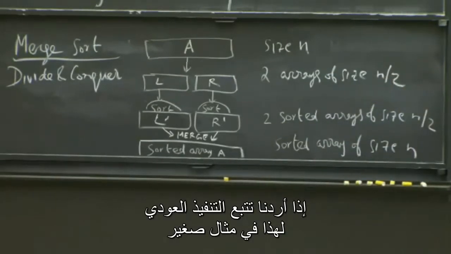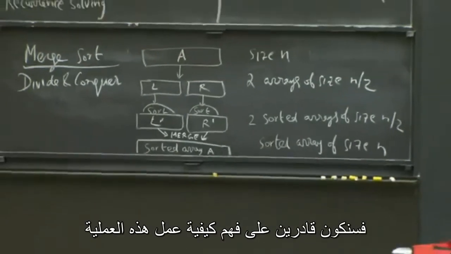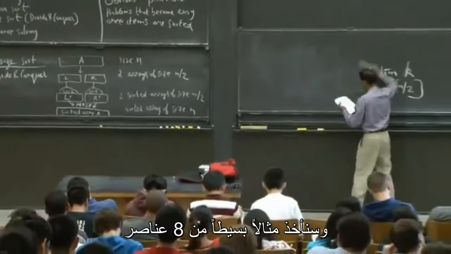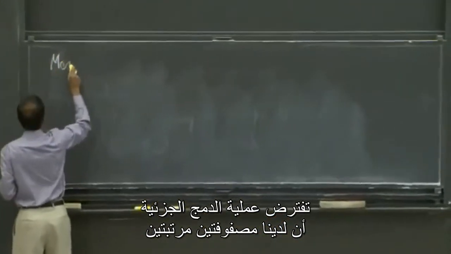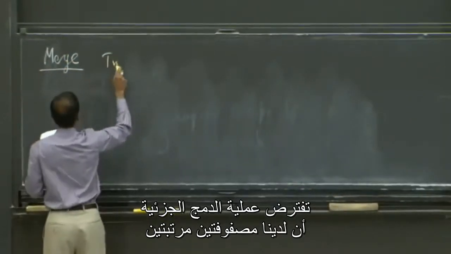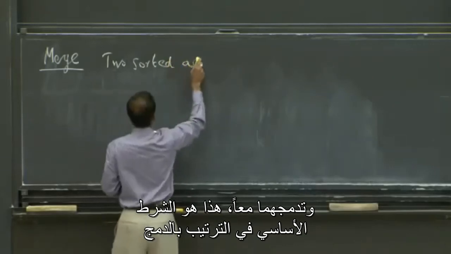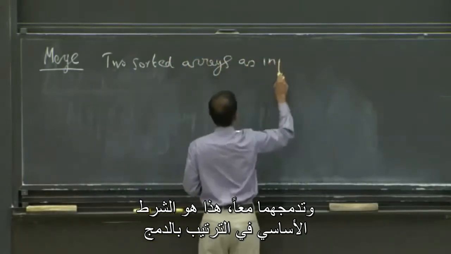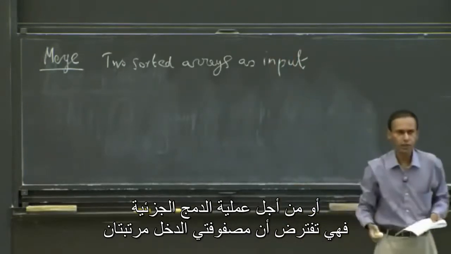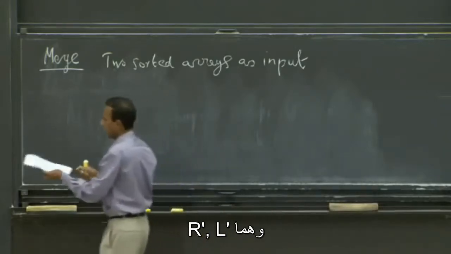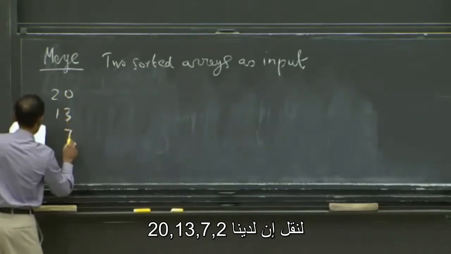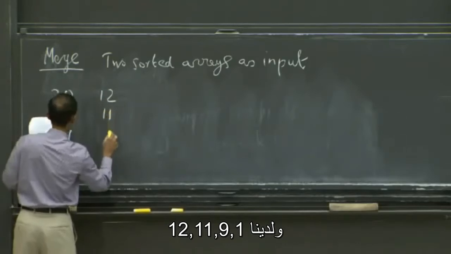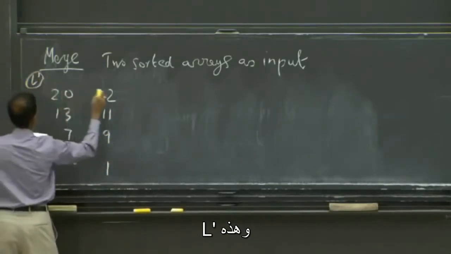So if you want to follow the recursive execution of this in a small example, then you'll be able to see how this works, and we'll do a fairly straightforward example with 8 elements. So at the top level, before we get there, merge is going to assume that you have two sorted arrays and merge them together. That's the invariant in merge sort, or for the merge routine. It assumes the inputs are sorted, L and R, actually I should say L prime and R prime. So let's say you have 20, 13, 7, and 2. You have 12, 11, 9, and 1. And this could be L prime, and this could be R prime.